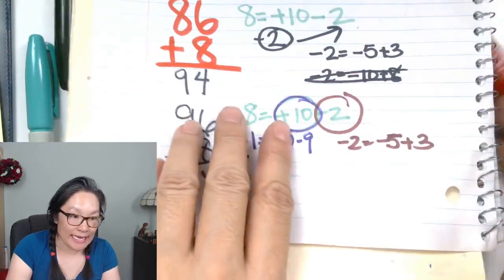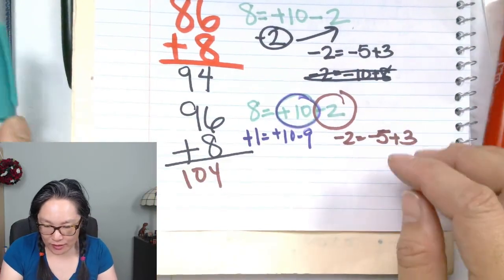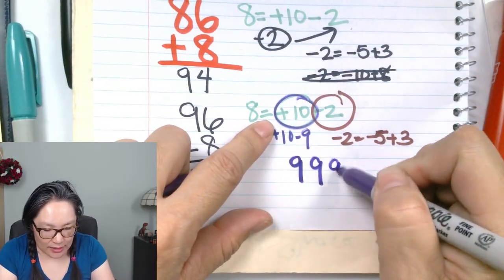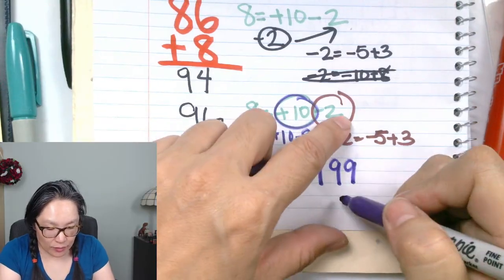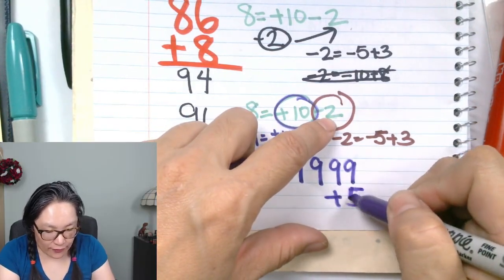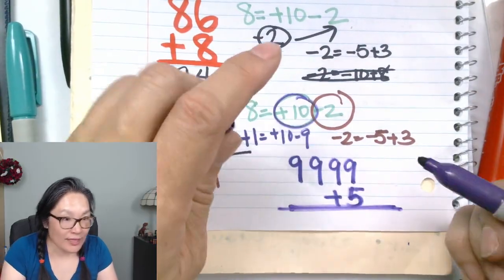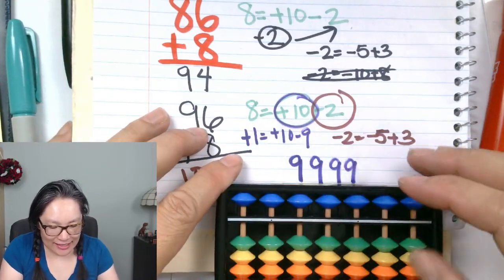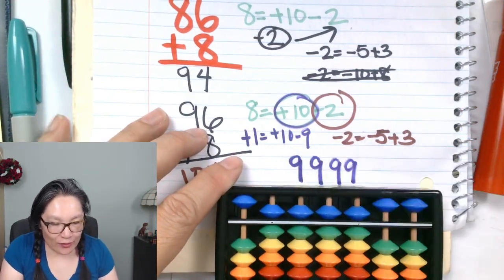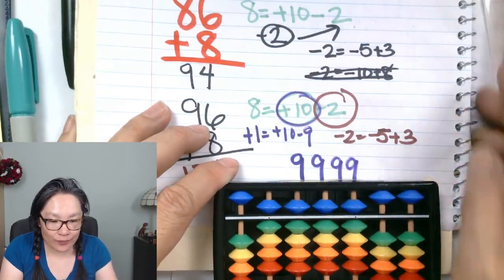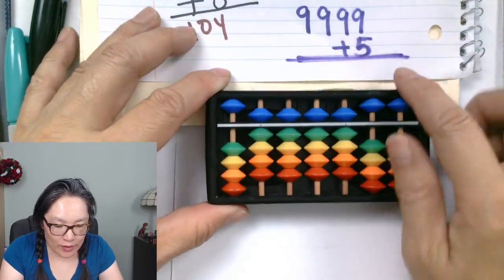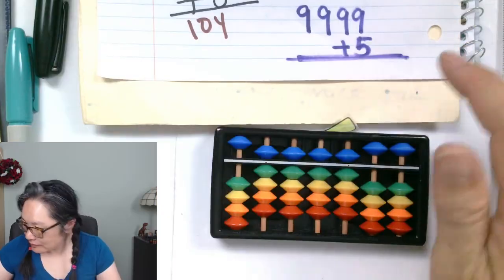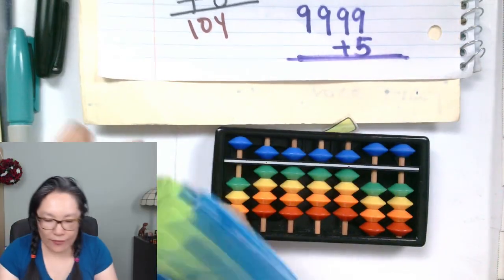This one would be nice. Okay, you know what? Let's do this one. We do 9, 9, 9, 9 plus 5. This one will be easy. Why is it going to be easy? Because now we see a pattern. We have 9,999. We know this, right? What are we going to do? We're going to plus the 5 minus the 10.